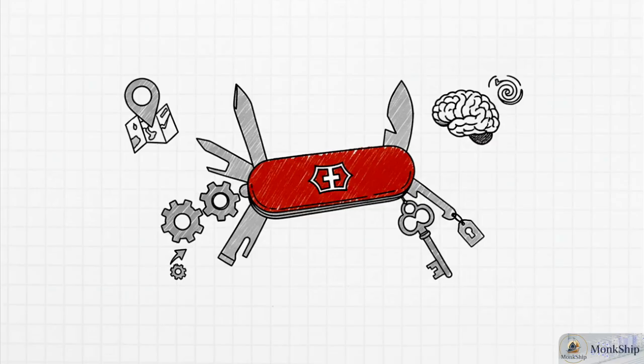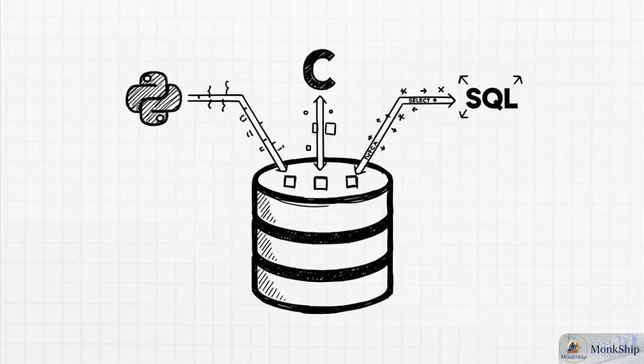You want to build a location-aware app like Uber? Yep, there's an extension for that. Need to scale your database out to handle insane amounts of traffic? You got it, there's an extension for that. What about giving an AI chatbot long-term memory? You already know the answer. There's an extension for that too. It's just endlessly adaptable.